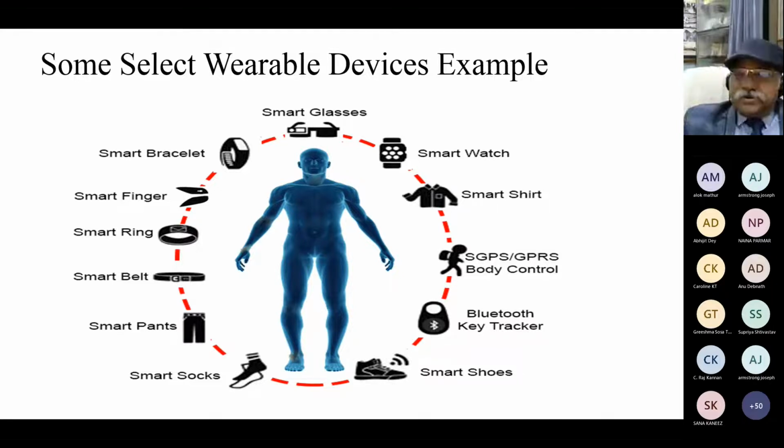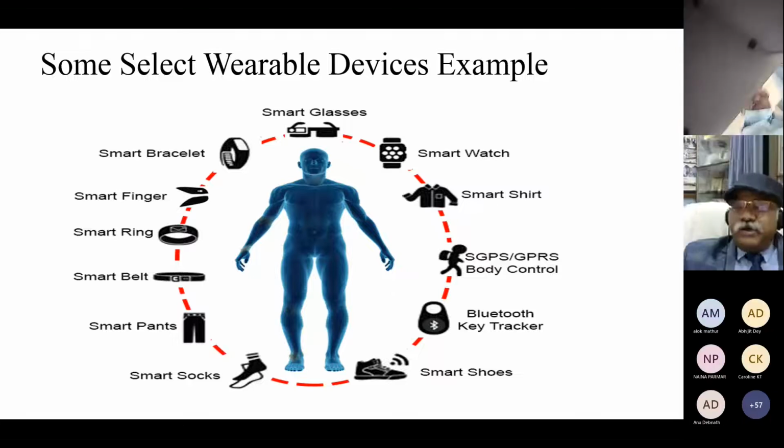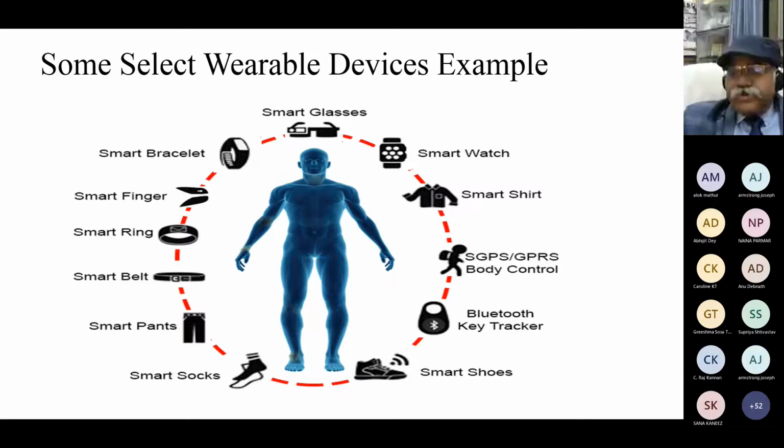Then smart t-shirts are available. You can have smart finger rings, smart belts, smart pants, smart socks. So anything you can think of, whatever you wear or others wear, male and female, anybody, you can convert them into a wearable device. What is required, we'll see at last, that what are the research opportunities, in what way you can proceed, that will be discussed in detail.